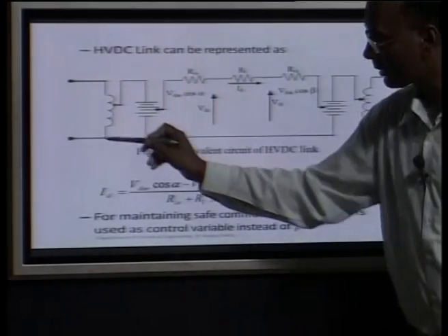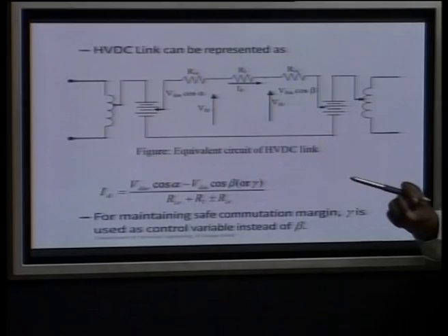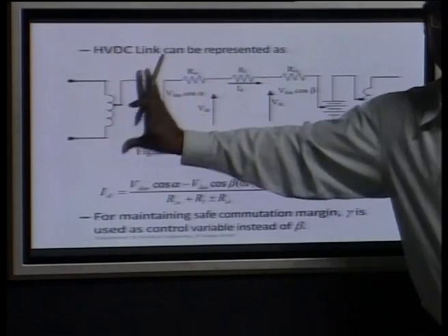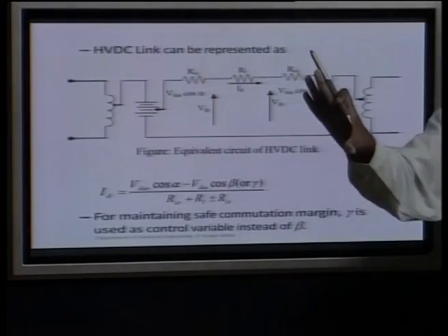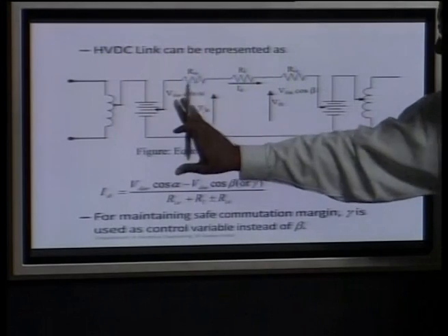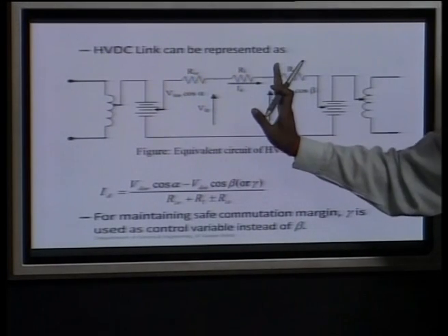Here we are having the transformer. This is the equivalent single phase of this whole circuit. Here we have taken the single phase on this side. If the AC system is balanced, you can take a single phase. So this is your complete equivalent model of rectifier, line and the inverter.